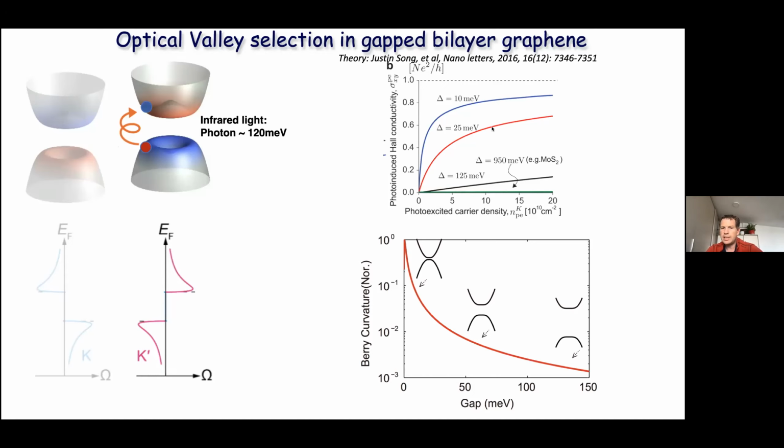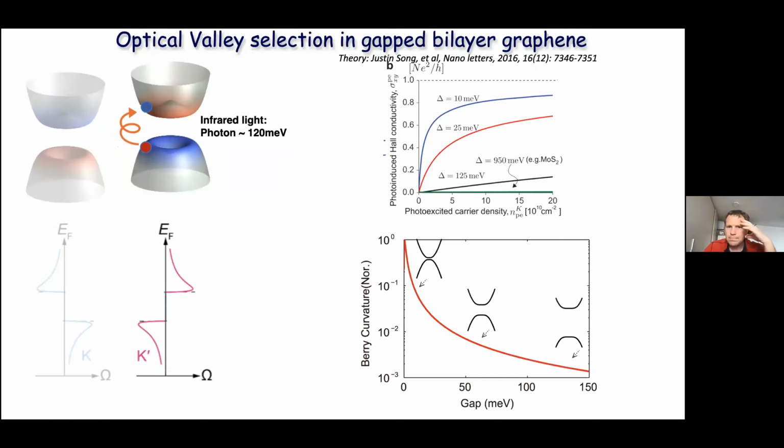But the other thing that you see very clearly is that the gap is important. If the gap is small, say 10 millielectron volts, the effect is very strong. If the gap is large, the effect is very small. So here you see again, that's related to the Berry curvature as a function of gap size. It basically grows for smaller gap size, and then at exactly zero gap, boom, it jumps to zero.